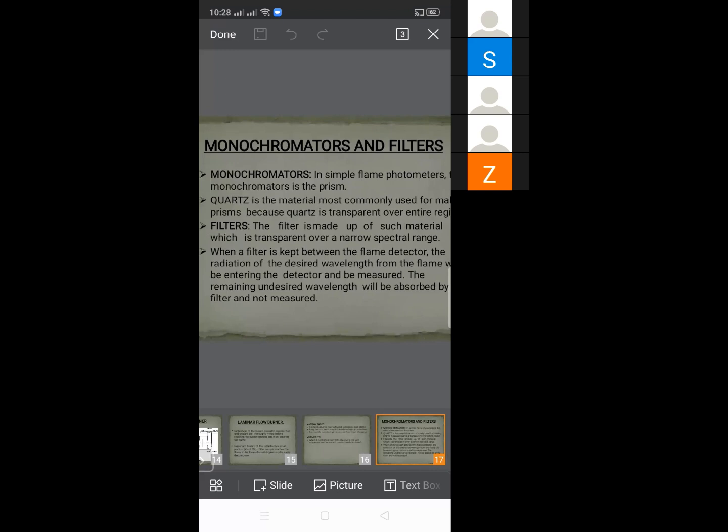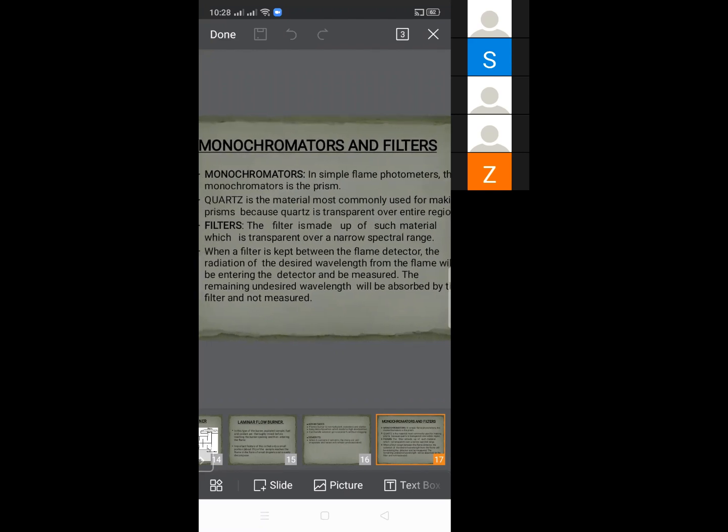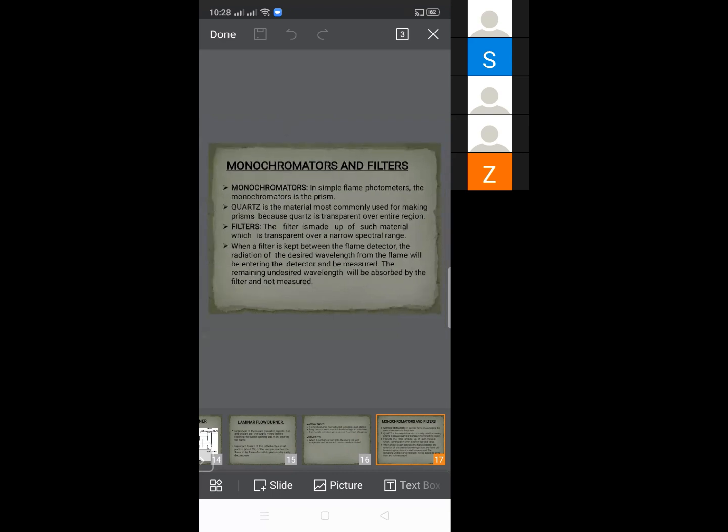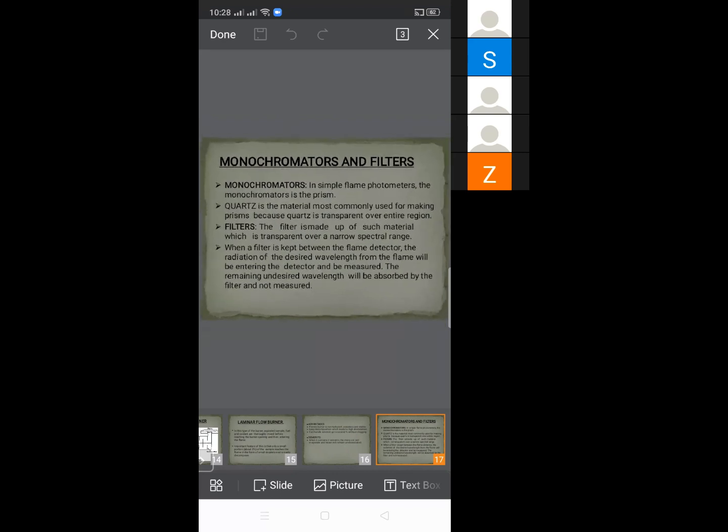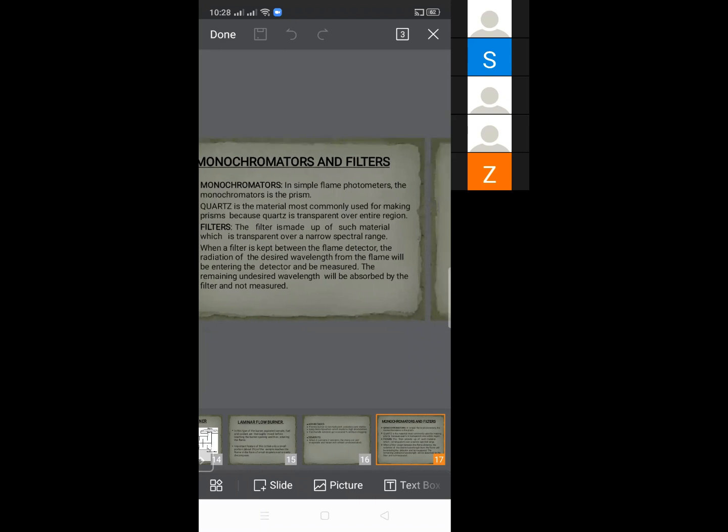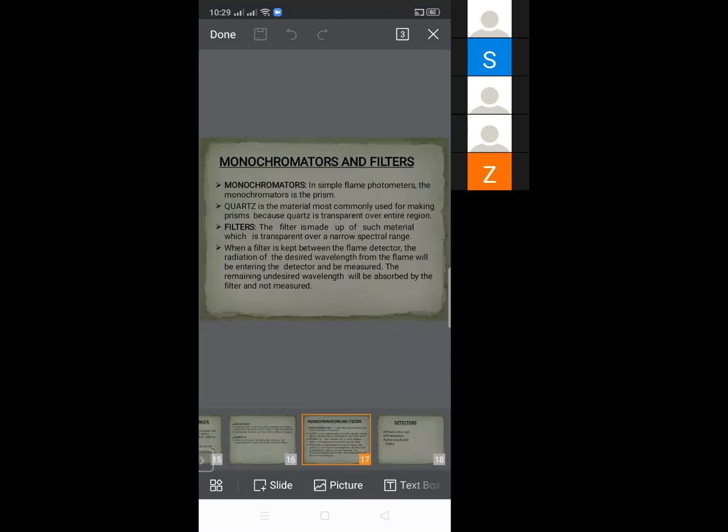When a filter is kept between the flame and the detector, the radiation of the desired wavelength from the flame will enter the detector and be measured. The remaining undesired wavelengths will be absorbed by the filter and not measured, because the main function of the filter is to remove the undesired wavelengths. In flame emission spectroscopy, the wavelength as well as the intensity of the radiation emitted by the element has to be monitored. Therefore, both monochromators and filters are used.